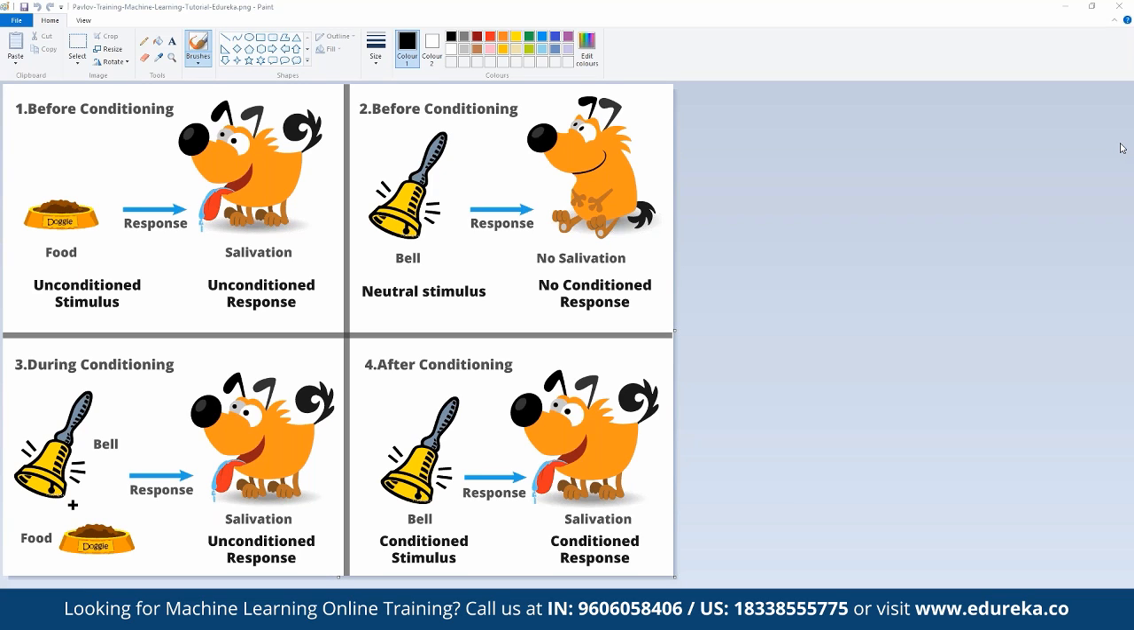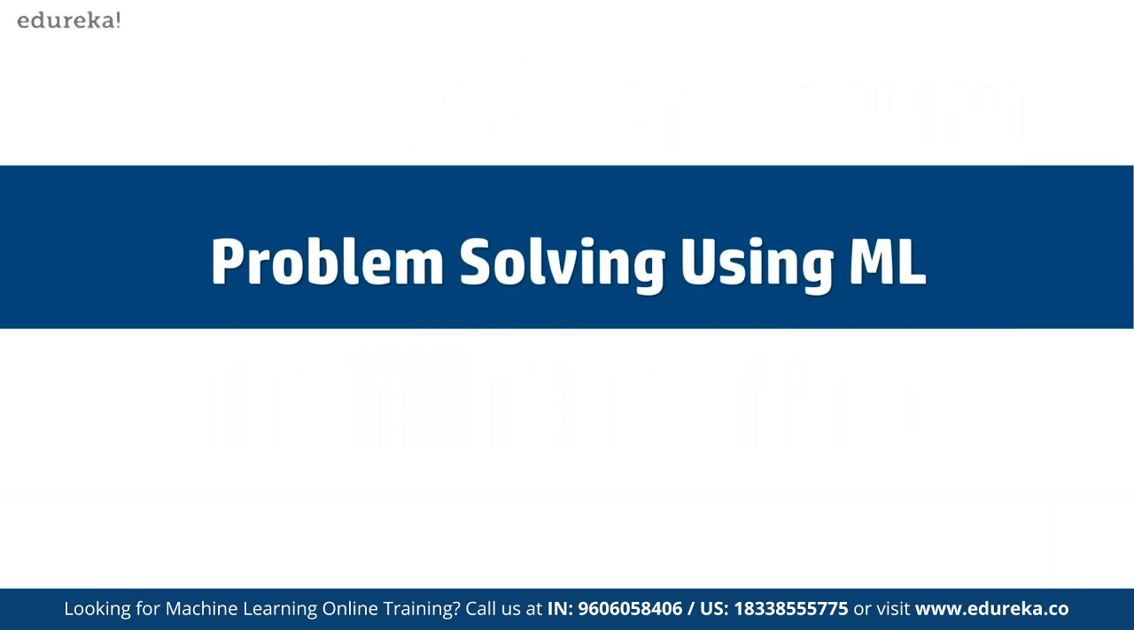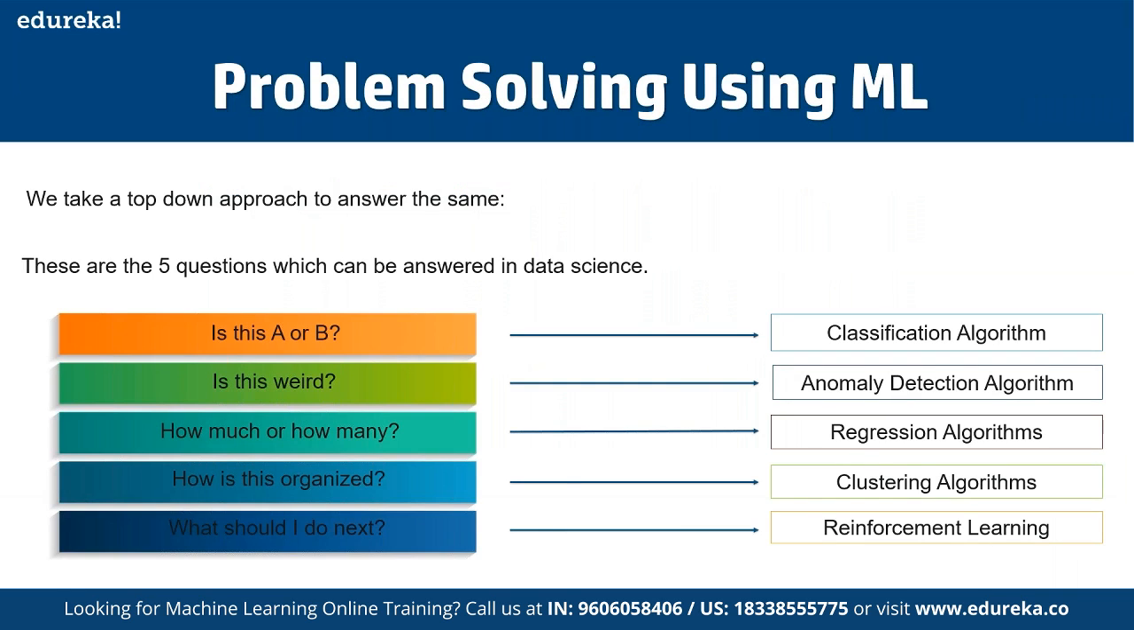So these three are the main types of machine learning that we have. Now let's talk about problem solving using ML. Here we have multiple algorithms that we make use of as a part of these three main machine learning model types that we discussed. So we take a top-down approach to answer the same.